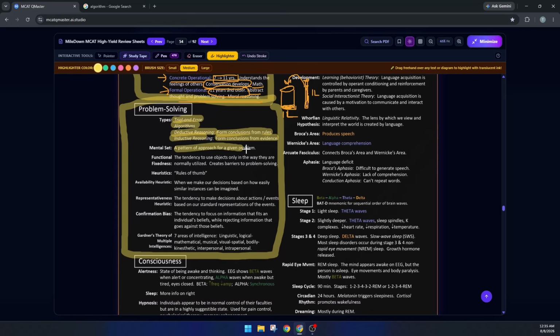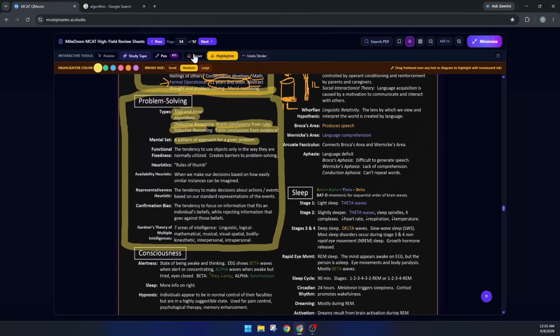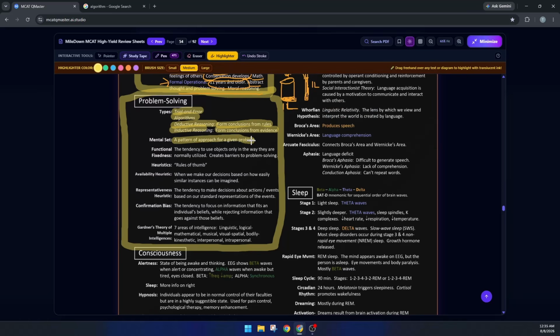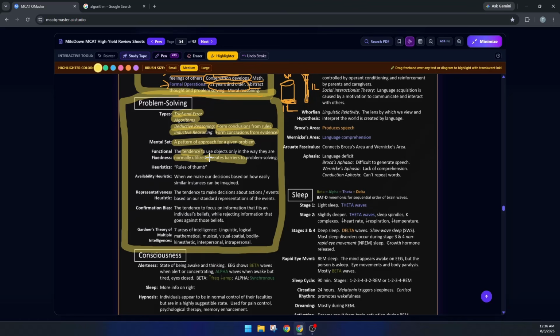Mental set, a pattern of approach for a given problem. So you understand that you have to do certain things to fix the problem, and that's your mental set. Functional fixedness is kind of like a mental set, but not really, okay? So it's different. Functional fixedness is a tendency that you use objects in the way they're normally utilized. So that creates a barrier in your problem solving because you're fixed to thinking. For example, a spoon is for a spoon. Okay, what do you think a spoon is for? Feeding people. What else could it be for, though? So that's a functional fixedness that you might have.